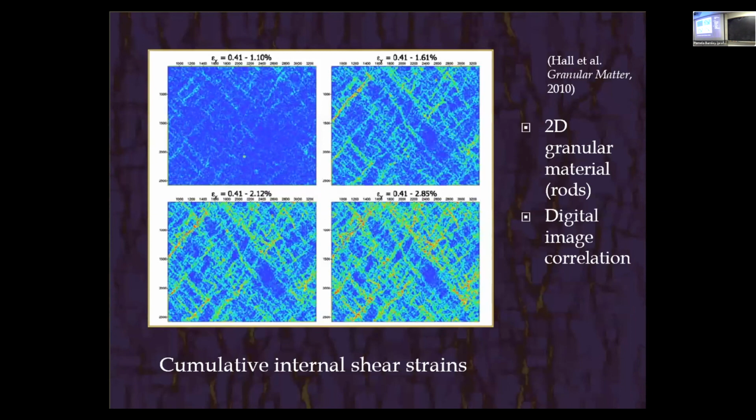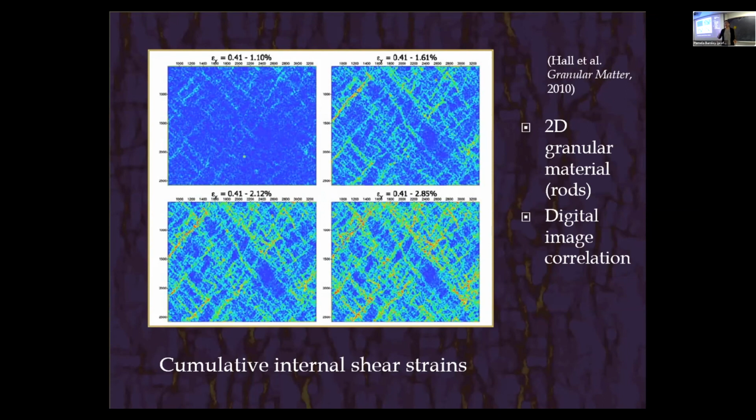Okay, so we see this in granular materials as well, so it's not completely unexpected. Granular materials fail by shear localization. This is a paper by Hall et al. in 2010, and what they did was use digital image correlation to look at the strain in the material. The material is not a bead pack, but a pack of PVC pipe, right?